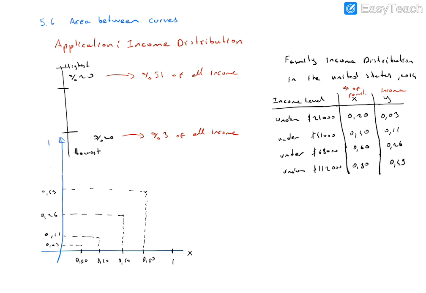So one somewhere here. So the graph of this income distribution is like this one. When x is 1, of course, all income is received, so y has to be 1. Okay, this is the graph of the distribution of United States family income in 2014. Actually, this curve is known as a Lorenz curve.